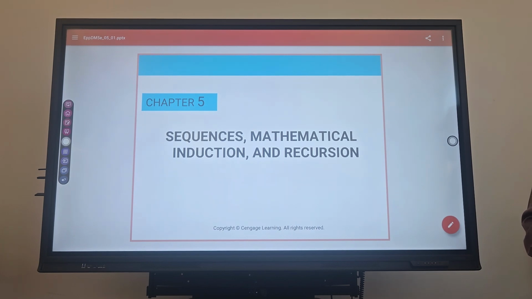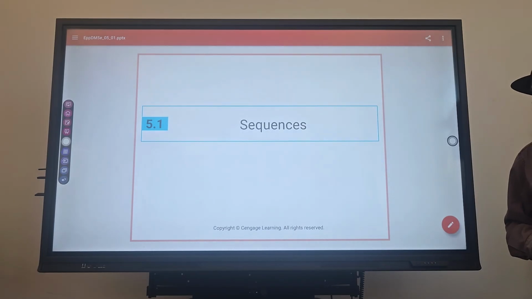Going to jump into chapter 5 today, just the one section because it's kind of a big section. Sequences, mathematical induction, and recursion. Section 1, sequences.